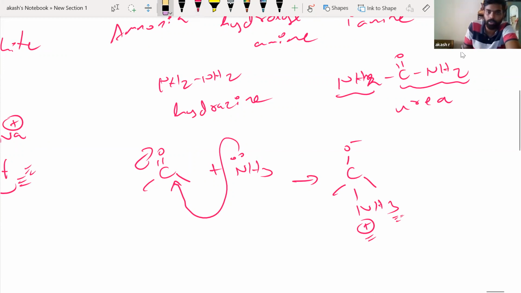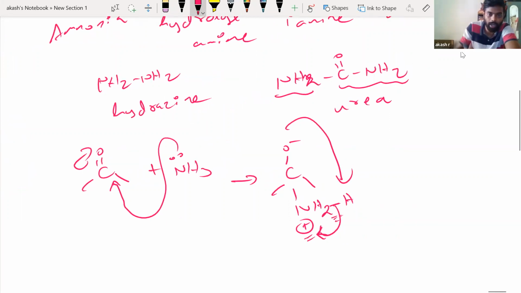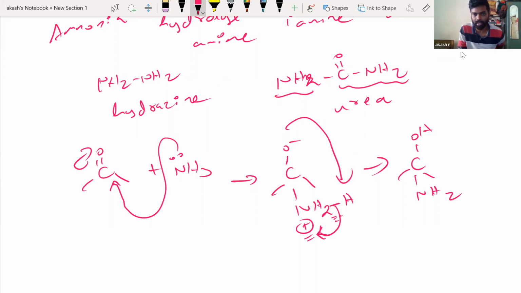Let me write it like this for you. Right, so let me write this as NH2H. Now what I can do is break this heterolytically and give the electron to nitrogen, and this O minus can come and take up the hydrogen. H plus it can take. So what are we going to have? We are going to have C, OH, and one NH2. Is it not? NH2 is there, hydrogen is lost, and that is taken up by this oxygen.